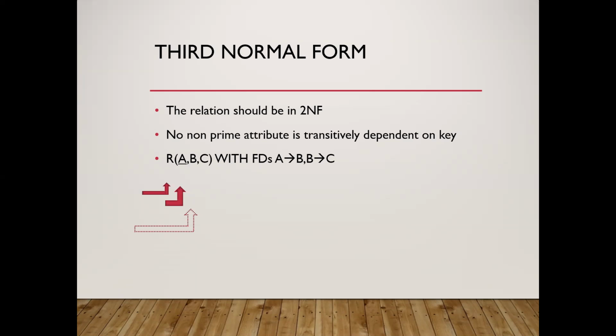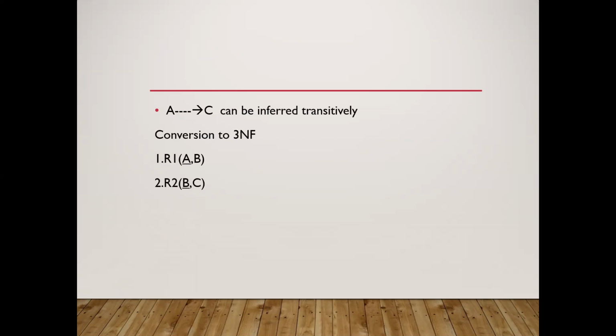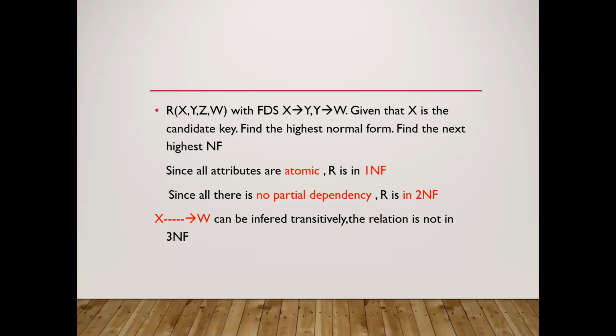How to avoid it? We can form a new relation with B and C, and another relation with A and B. So A functionally determines C can be inferred transitively. So, conversion to third normal form: relation R1 with AB, with A as the candidate key, and a second relation R2 with BC, where B is the candidate key. I think all of you are clear. It's clear.